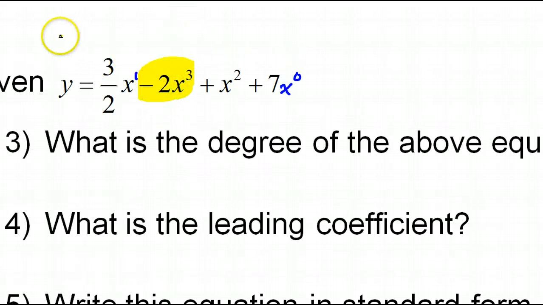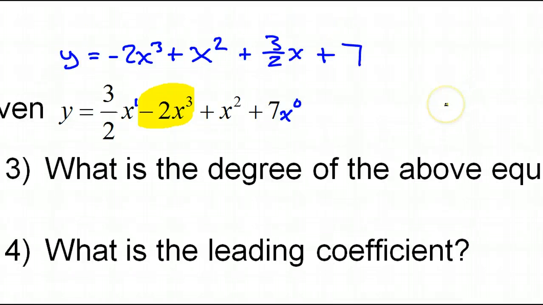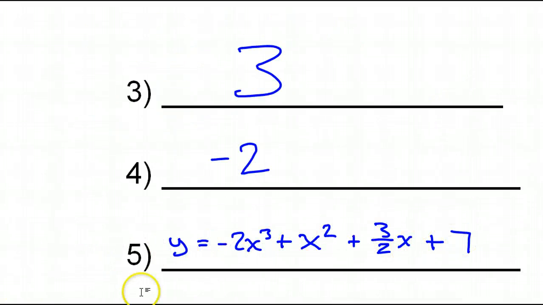So we're going to rewrite it so that first we should have -2x to the 3rd power, that's the highest, and then we should have our x squared second, and then we should have our 3/2 x to the 1 power. I'm not going to put the 1, but 3, 2, 1. And then this constant of 7 is the same thing as 7x to the 0 power. I'm not going to write the x to the 0 power. But now it's in standard form. Exponents 3, 2, 1, 0. So we'll go ahead and put that right on the line.